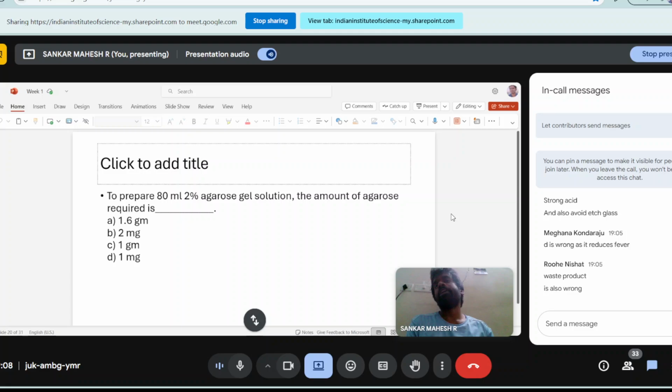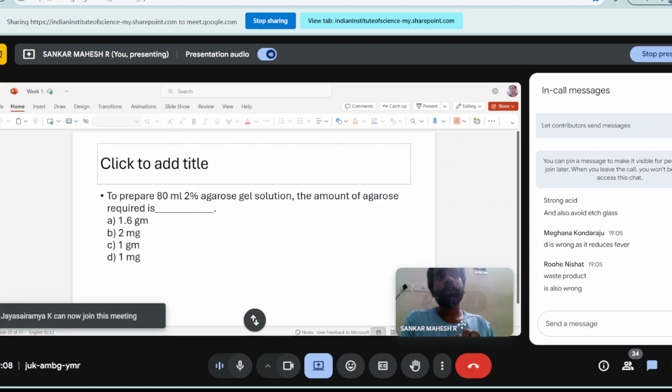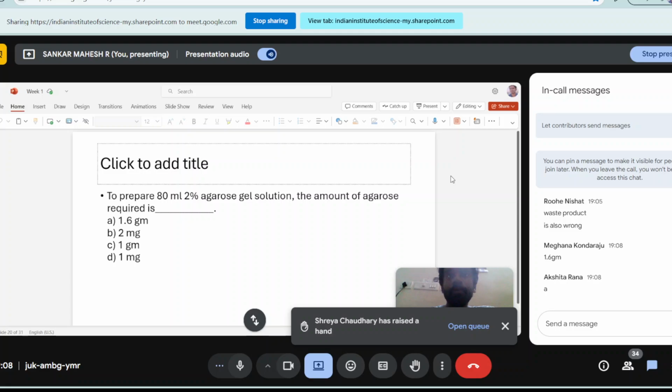Okay, to make it easier, the first thing to calculate is how many grams of agarose you need for making 100 ml of 2% agarose solution. And whoever has done that can answer this question first. How much agarose do you need for 2% of 100 ml agarose? Yeah, Shreya. So for 2% in 100 ml, we need 2 grams of agarose. Right.